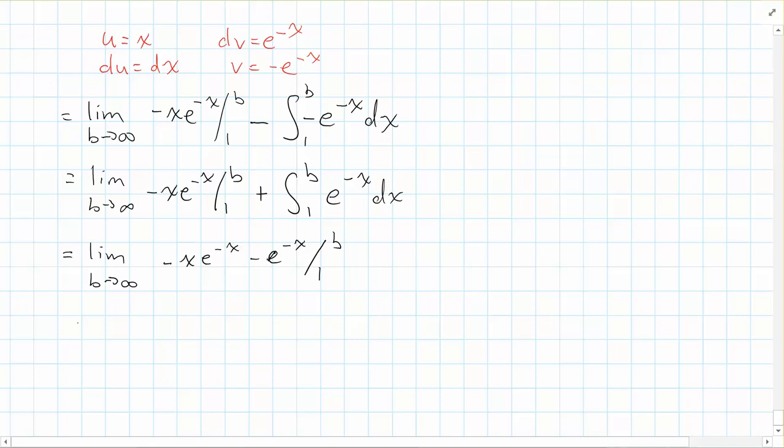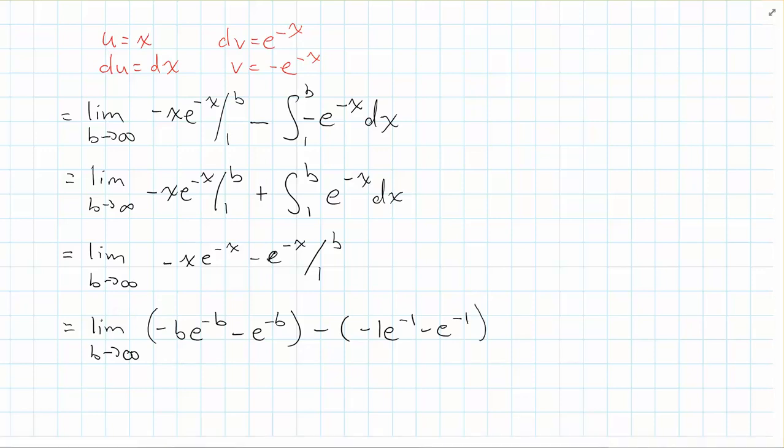Alright, so then if we evaluate this, this would be the limit as b goes to infinity of negative b e to the negative b minus e to the negative b minus negative 1 e to the negative 1 minus e to the negative 1.